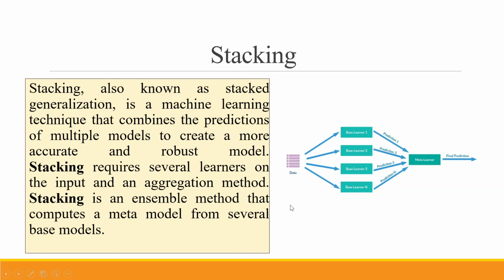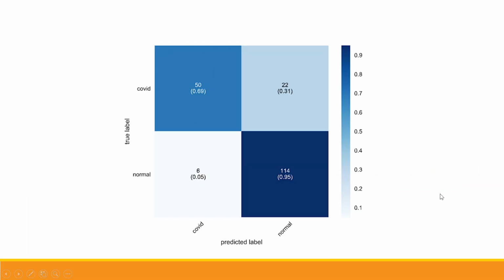Let's understand this concept. Data is fed to many base learners and the prediction is done. This prediction is fed into the meta learner, which will do the aggregation of all these base learners, and we get the final prediction. After running stacked generalization, it is necessary to evaluate it. This is done by using the confusion matrix.